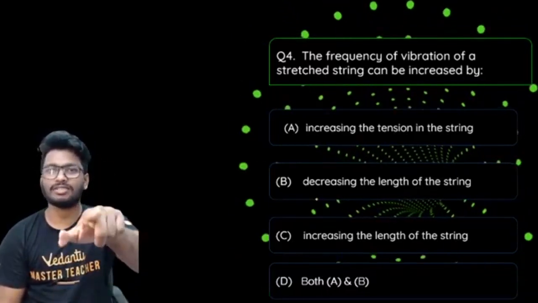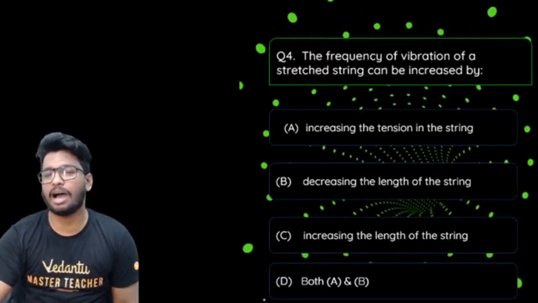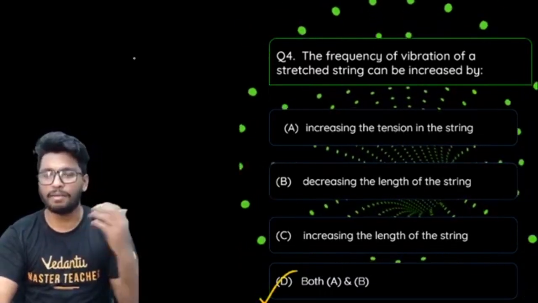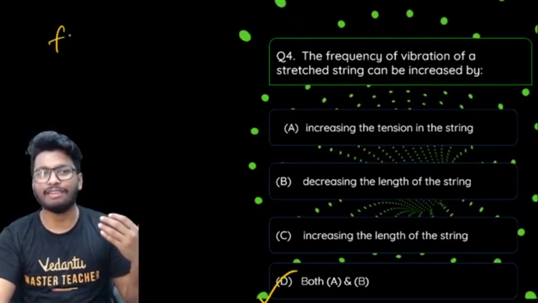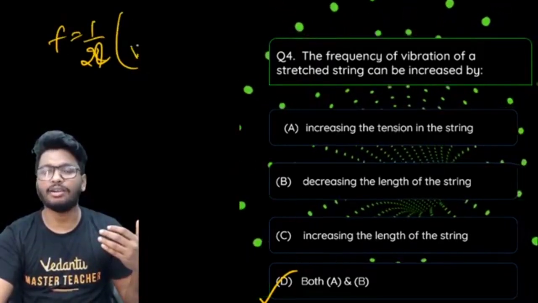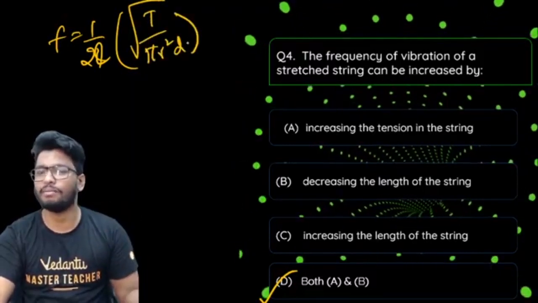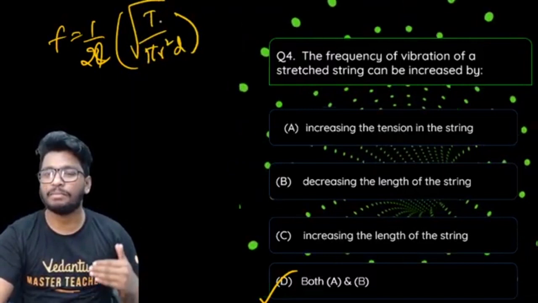The answer to this question, people, is going to be option number D. Because if you remember the formula, it is basically F is equal to 1 by 2L, small l, root of T by pi r square D. That is the formula. So if you remember it, it depends on the tension.